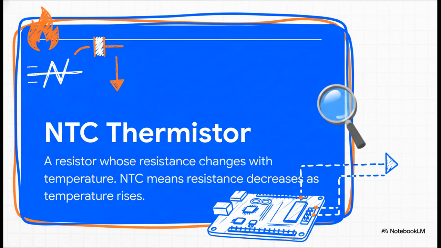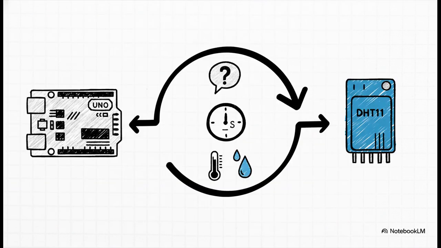This one is an NTC thermistor, which stands for negative temperature coefficient. All that means is, as the temperature goes up, its resistance goes down. The Arduino is smart enough to measure that change and calculate the temperature. Pretty clever, right? So how does this all tie back to our main topic?